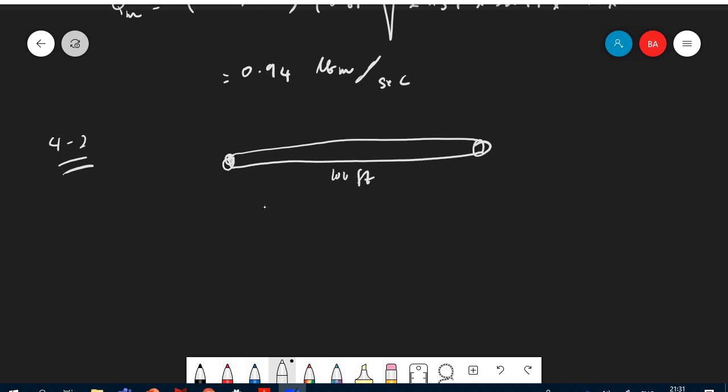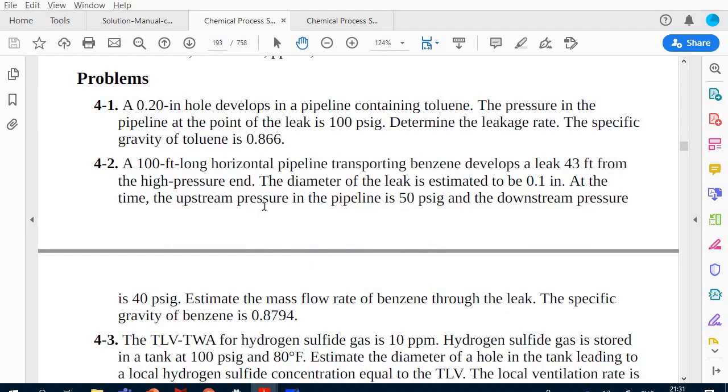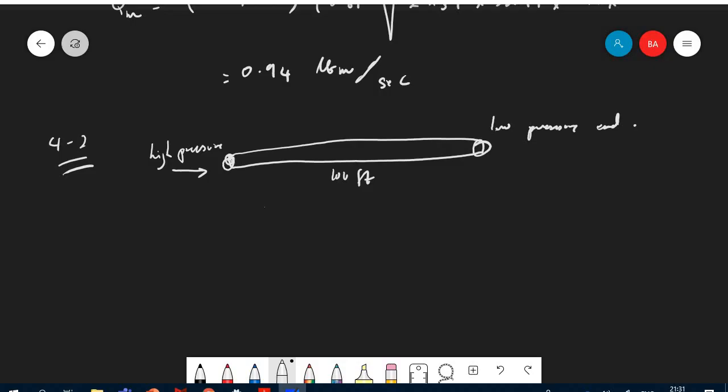When we say the high pressure end, this will always be the high pressure. And when you have a drop in pressure, of course this will be the low pressure end. So talking about the high pressure end, the leak was at 43 feet. I'm talking about some kind of about here, this distance of 43 feet, I'm having a leak here. I'm having a leak that's coming out from here.